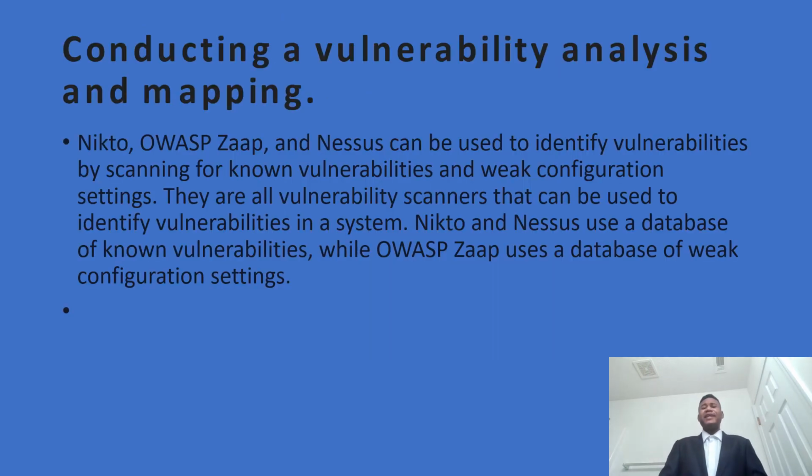Conducting a vulnerability analysis and mapping. I will speak on Nikto, OWASP ZAP, and Nessus. Nikto, OWASP ZAP, and Nessus can be used to identify vulnerabilities by scanning for known vulnerabilities and weak configuration settings. They are vulnerability scanners that can be used to identify vulnerabilities in the system. Nikto and Nessus use a database of known vulnerabilities, while OWASP ZAP uses a database of weak configuration settings.